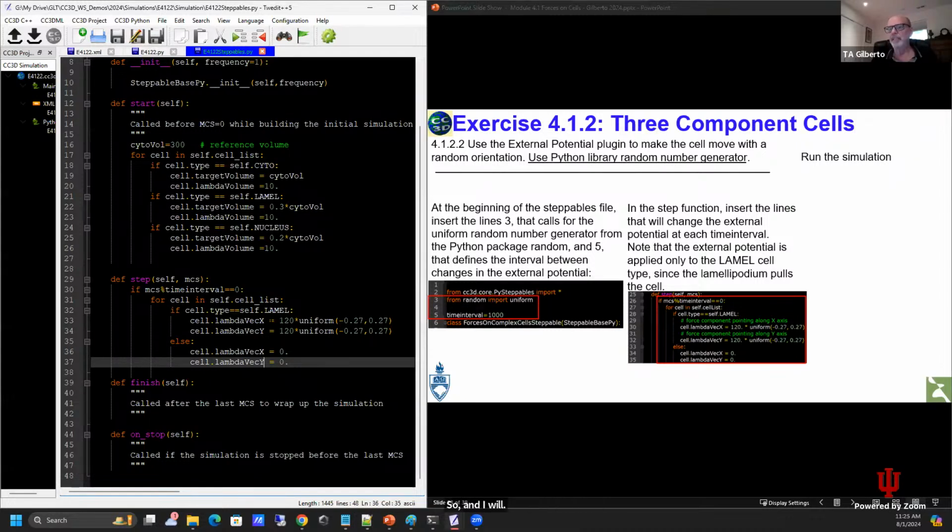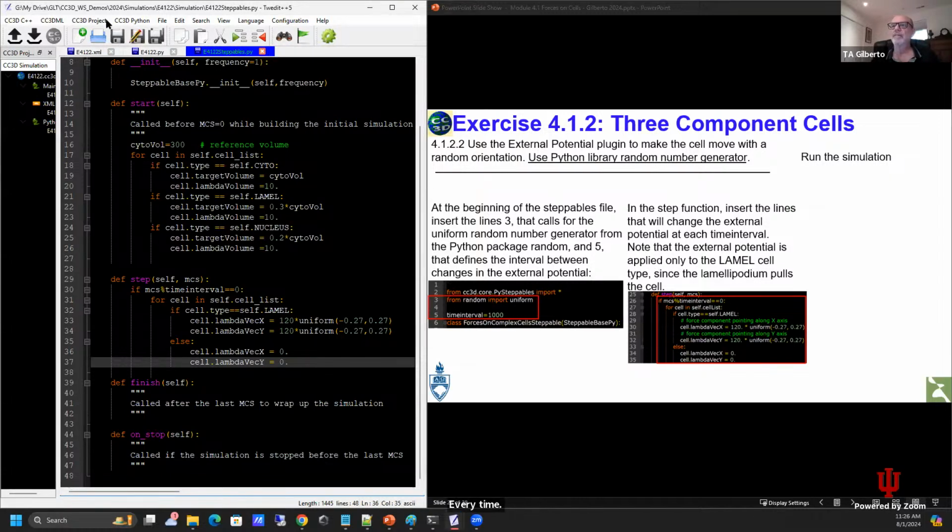Look, I am updating the lambda vec x and y only if the cell is a lamel type. I mean, the force will act only on the lamellipodium part of our composed complex cell. The force doesn't act on the nucleus or on the cytoplasm. That means that the lamellipodium will pull the cell every time. Okay?